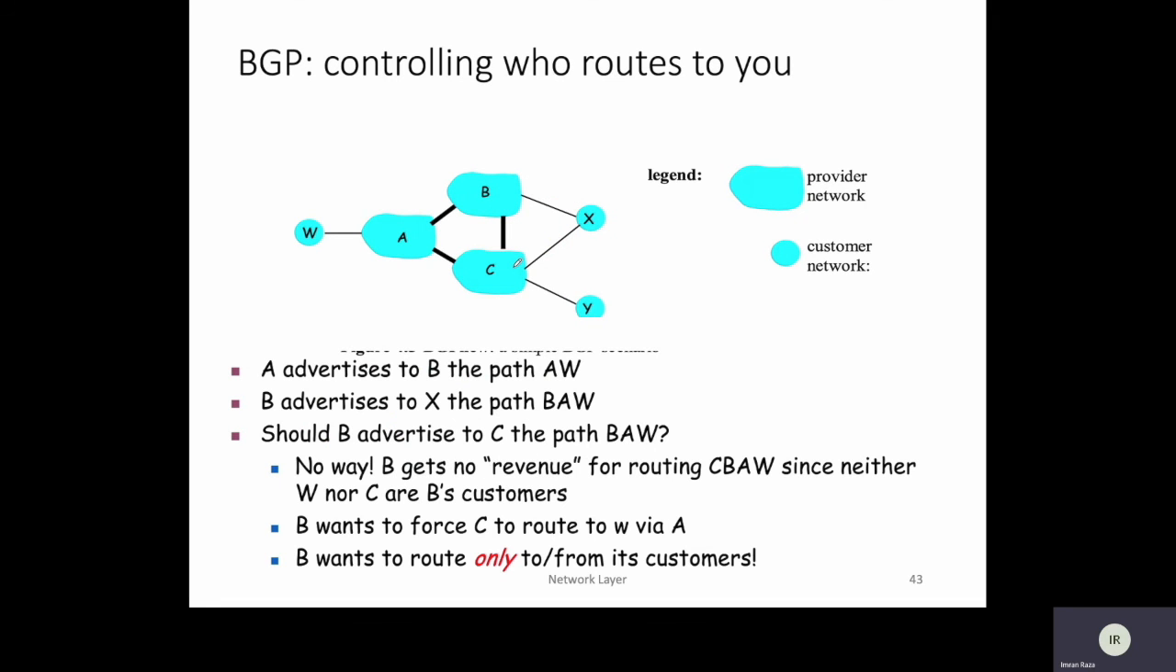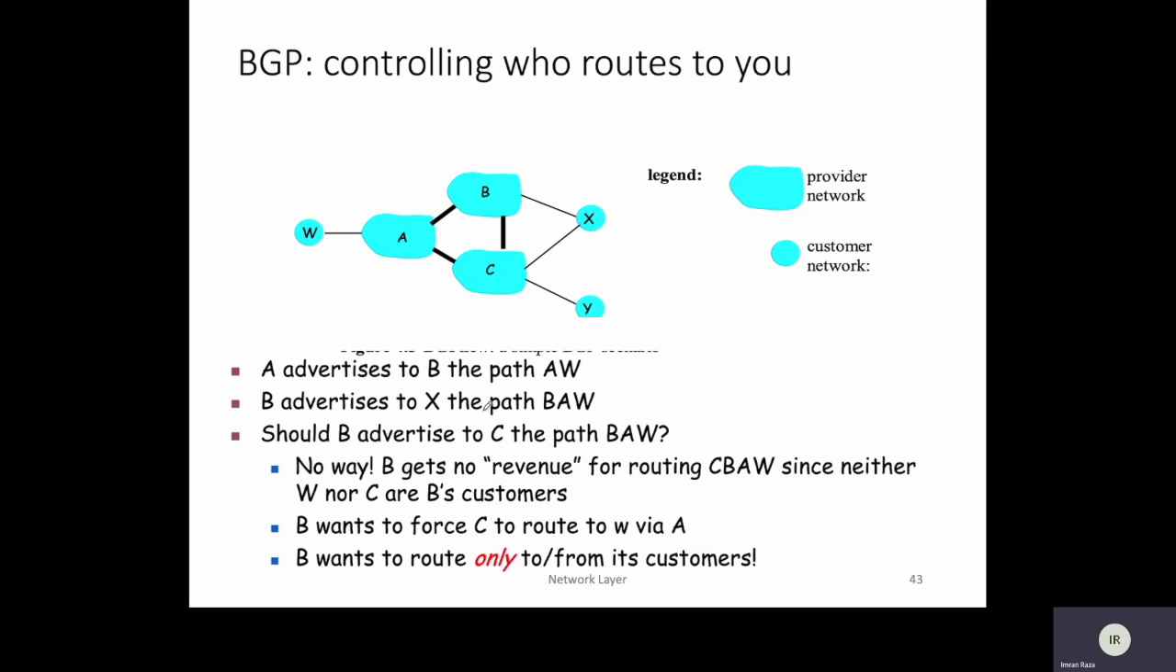So let's look at the other example here. Again, let's assume that A advertises to B the path AW, meaning the data can be routed from A to W, and B advertises to X the path BAW, right? So X can route from B to A and then W. Should B advertise to C the path BAW? What do you think? Should B advertise this path to C?